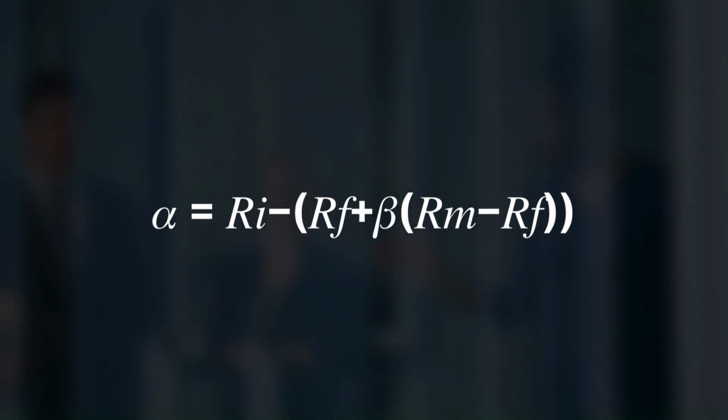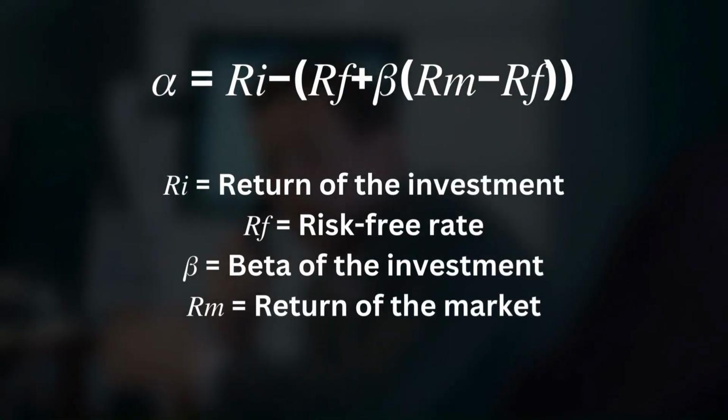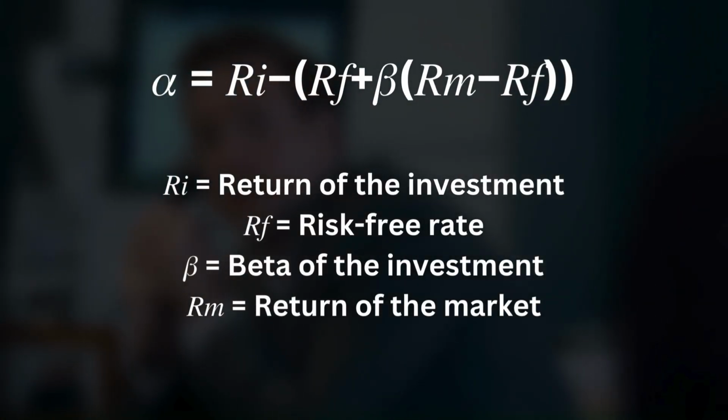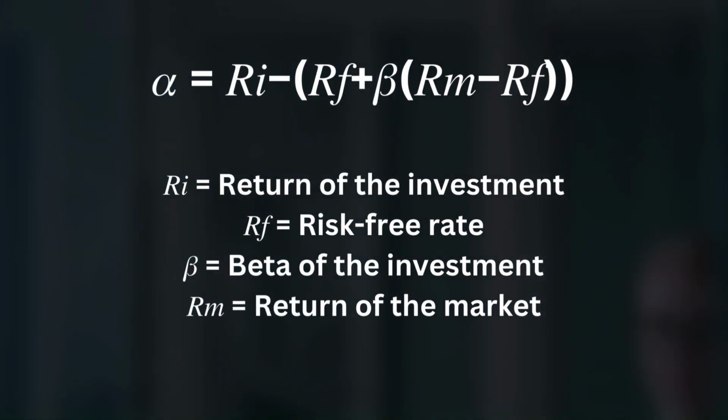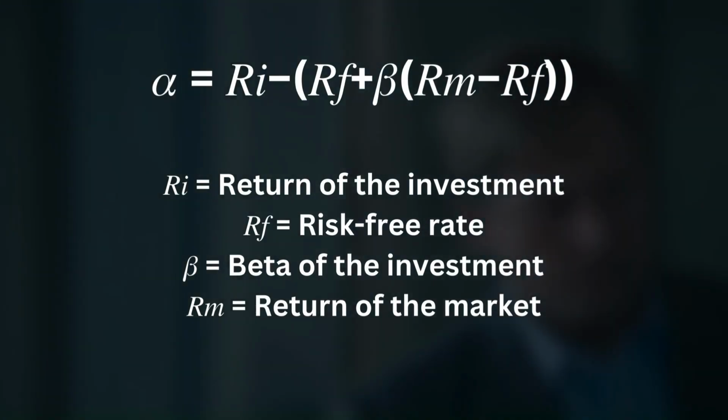Next, we have alpha. The definition of alpha is that it measures the performance of a stock or portfolio relative to a benchmark index, considering the stock's beta. It represents the excess return of the stock or portfolio over the expected return given its beta. The formula for alpha is equal to the return of the investment minus, in parentheses, the risk-free rate plus the beta of the investment, and then the return of the market minus the risk-free rate.